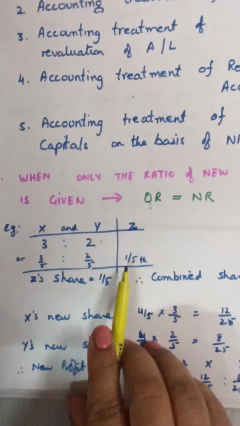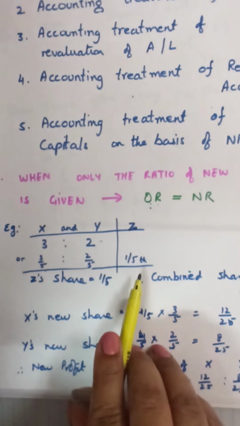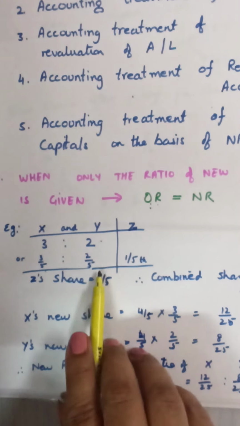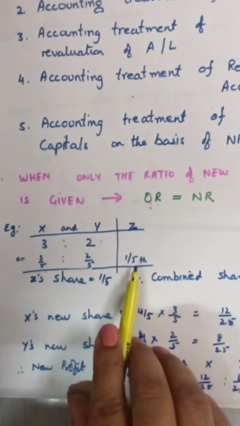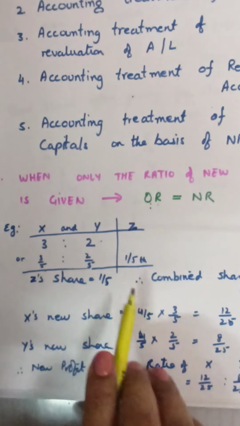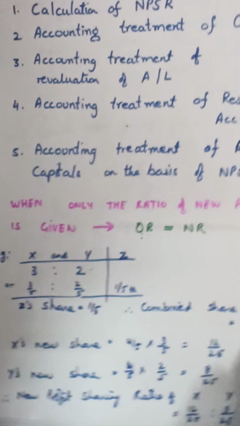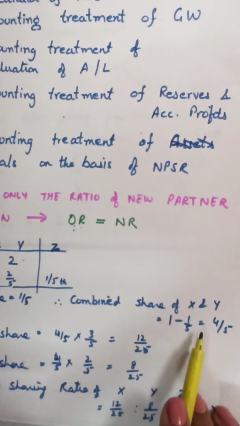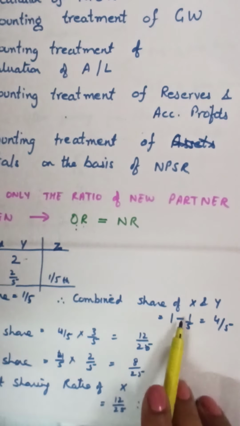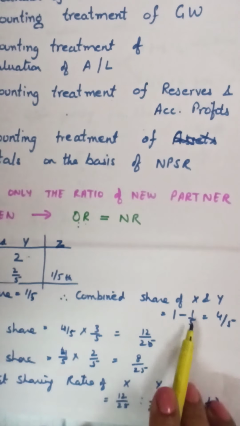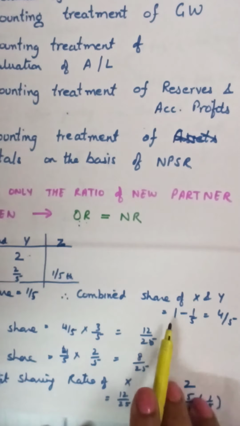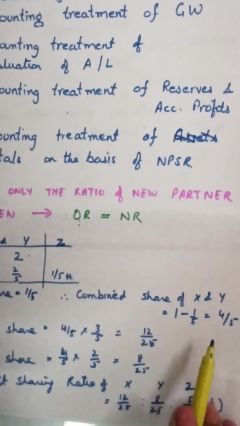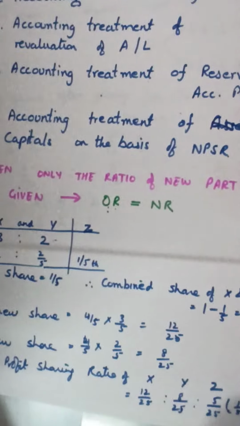Now this partner Z is being admitted with 1/5 share. Nothing else is mentioned about the old partners' share. So after giving 1/5 share, the combined share of X and Y will be 4/5. Out of one share, 1/5 share has been given to the new partner Z. So 1 minus 1/5 is equal to 4/5. Now 4/5 share is left for X and Y.